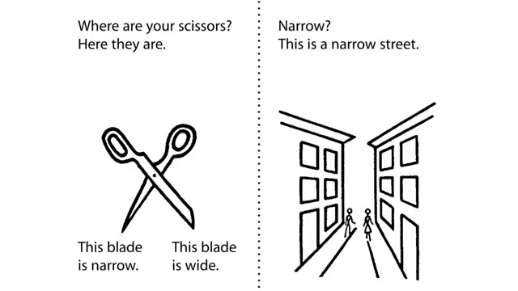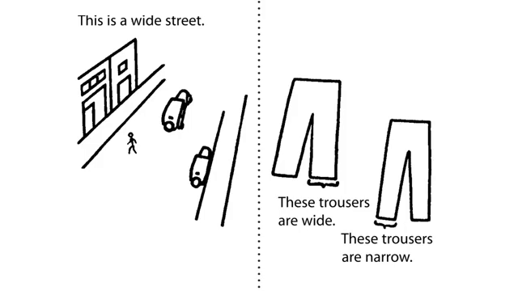Where are your scissors? Here they are. This blade is narrow. This blade is wide. Narrow? This is a narrow street. This is a wide street. These trousers are wide. These trousers are narrow.